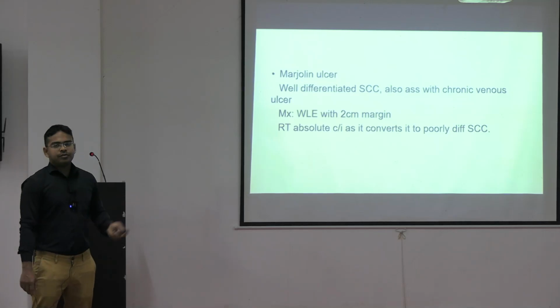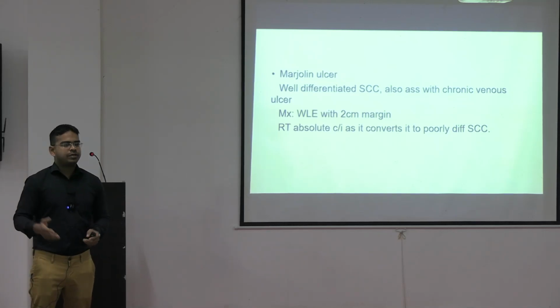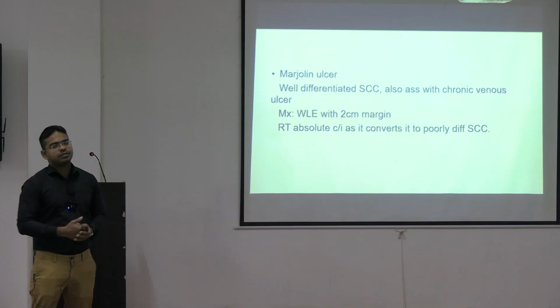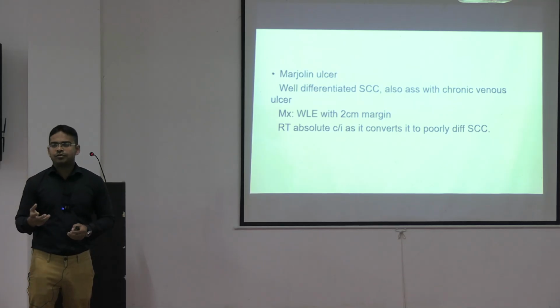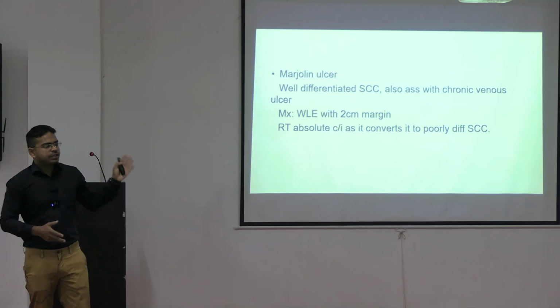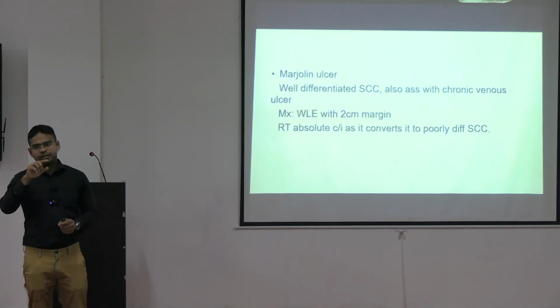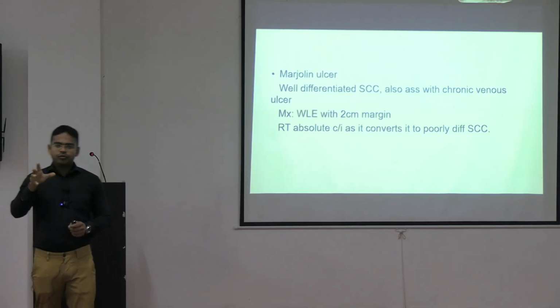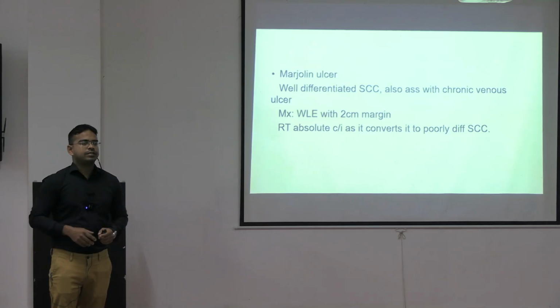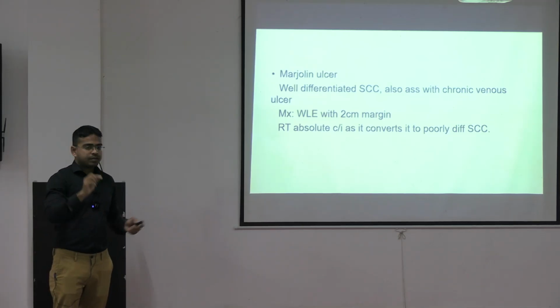So after burn area, we can have another long-term complication, which is Marjolin ulcer. It's basically a well-differentiated squamous cell carcinoma. If this happens, what we do is we excise and remove that ulcer. But we take some healthy tissue margin also along with the ulcer.